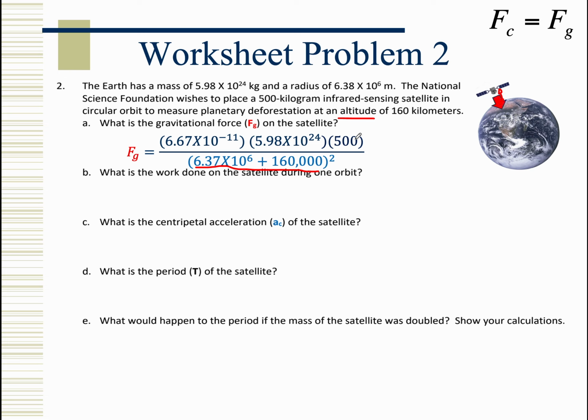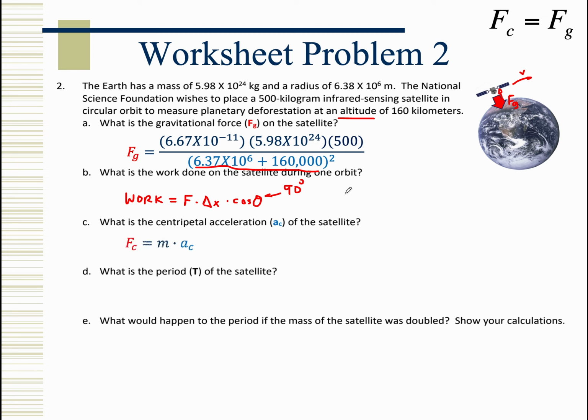B, what's the work done on the satellite during one orbit? Well, we know the force of gravity is acting downward, and the velocity of the satellite is tangential to that. If you remember, the definition of work is force times displacement times the cosine of the angle between them. At each moment, tell me something about the displacement and the angle between it, and you should realize, wait a second, at every single instant, the angle between the force and displacement is 90 degrees. From there, you can actually calculate the work done, if you remember what the cosine of 90 degrees is.